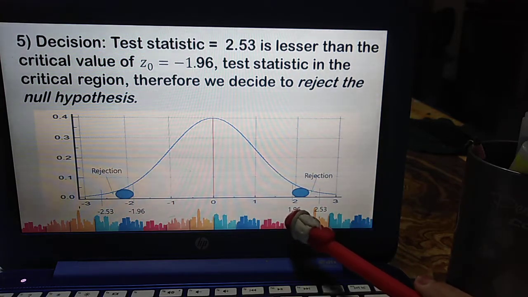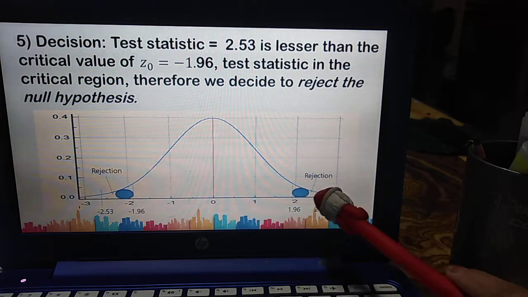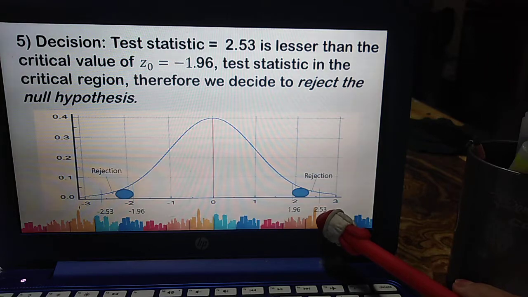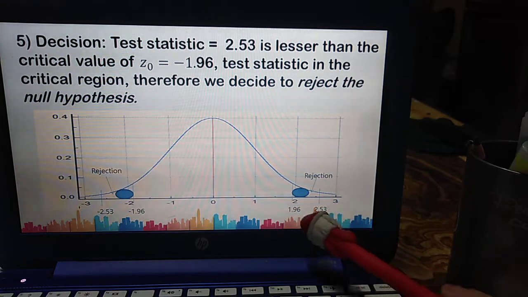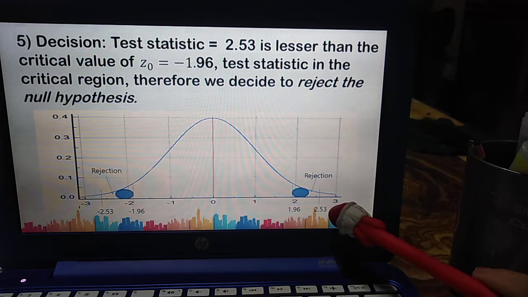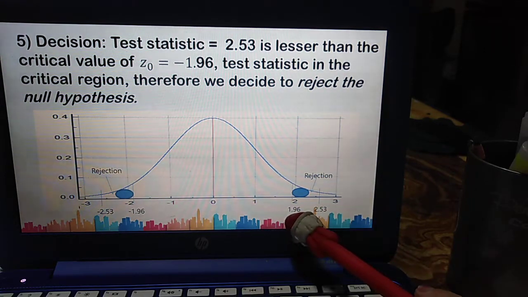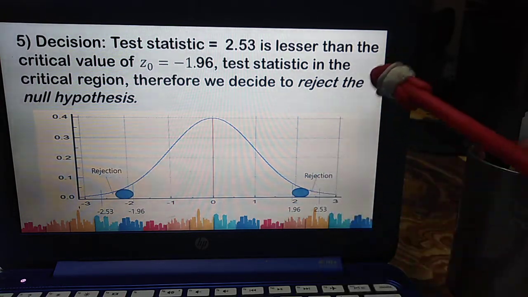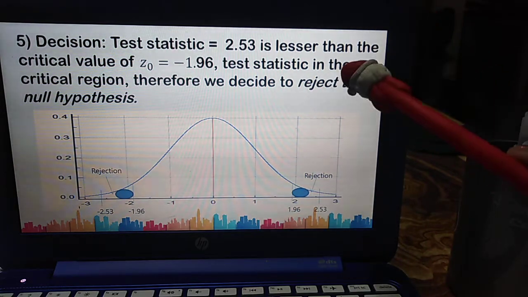The value from the table will determine our rejection area. Now, on the right of 1.96 is our rejection area. Why did we not use the negative 1.96? Because our test statistic is positive 2.53. We are now going to locate 2.53. And since 2.53 is on the right of 1.96, it now fell in the rejection area. Therefore, our decision will be to reject the null hypothesis.